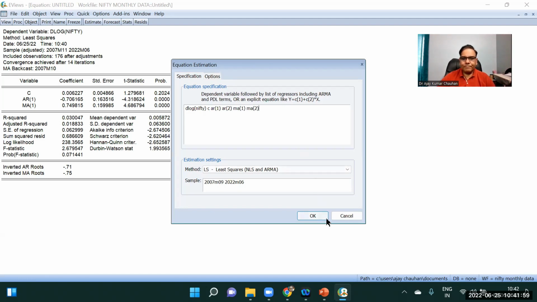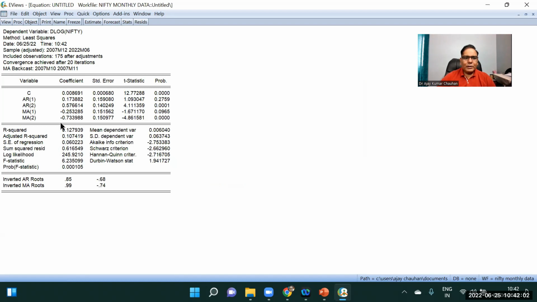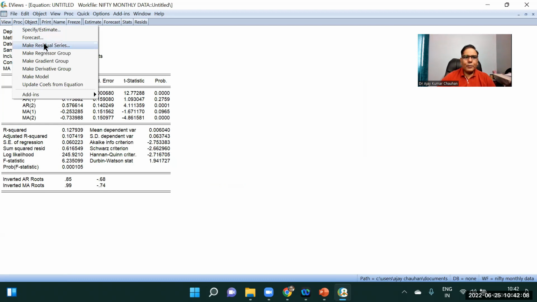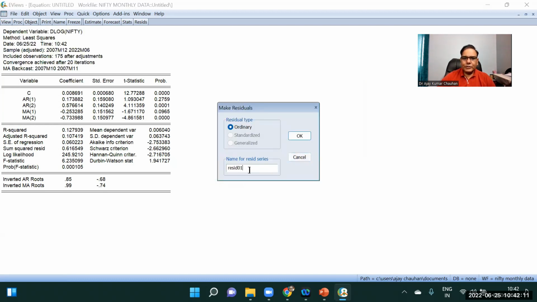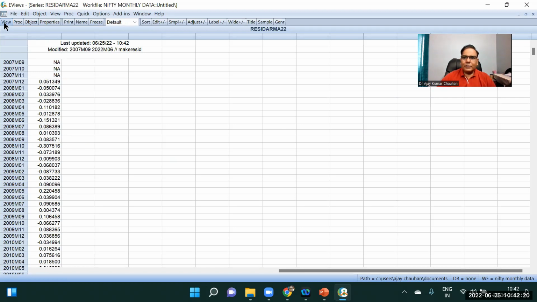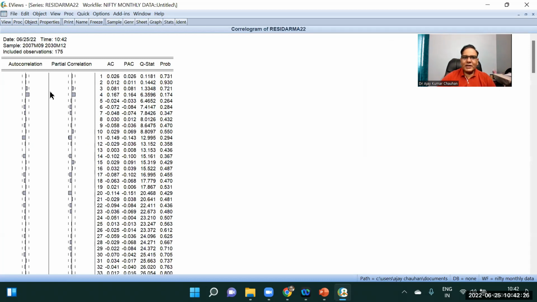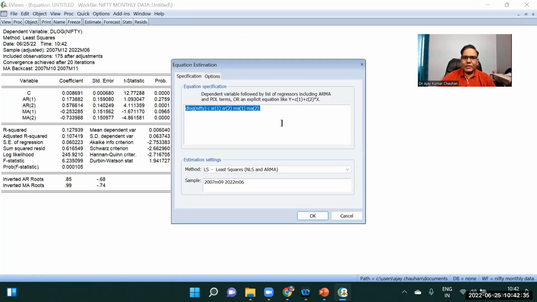And I know that R square increases, but I still have to check. Make residual series. This is the residual of ARMA 22. And make the correlogram of it. So you can see that still the information is not captured. So I have to take 4 also. So I'm improving the model by adding AR3, AR4, because up to 4 the information is significant.